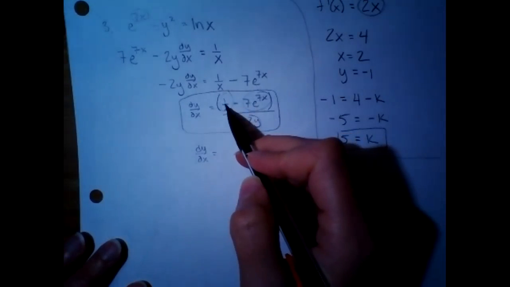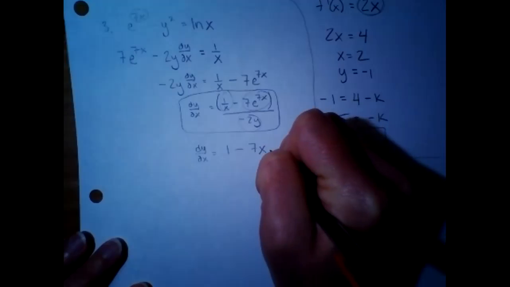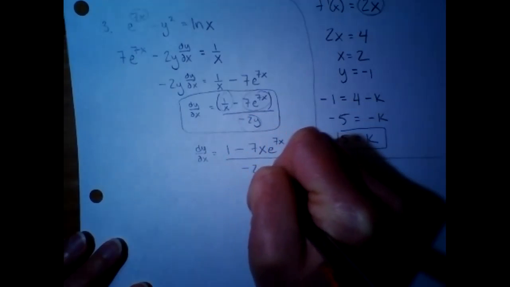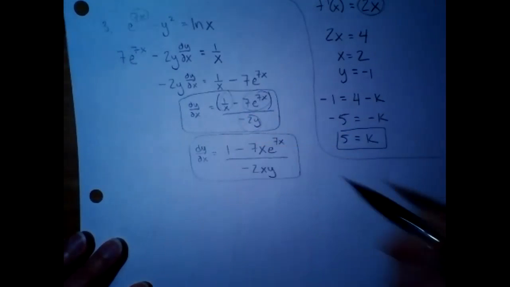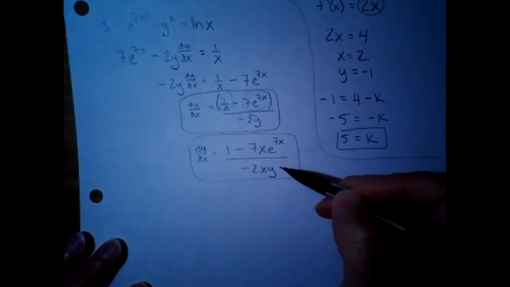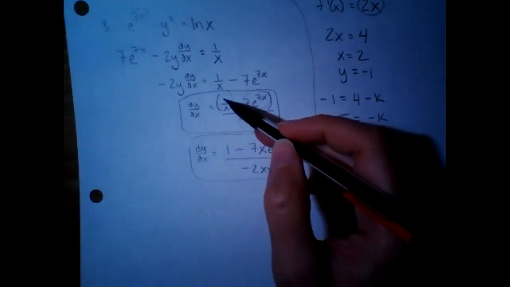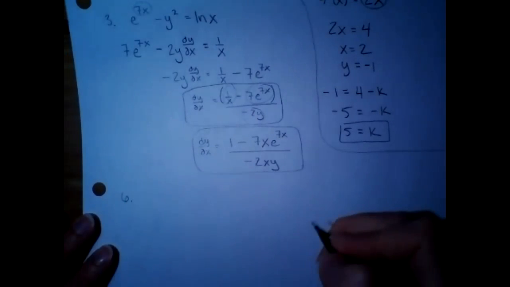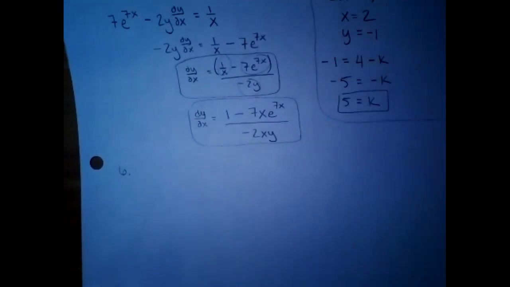But if I multiply all of these by x, it would be 1 minus 7x e to the 7x over negative 2xy. And that's an equivalent answer. And I had some people do that, and that was totally fine. My only thing is that's more work, and do less work, guys. I think it bothered you that there was a fraction in a fraction. Just try not to let that bother you, because if you make a mistake simplifying it, then it's going to be wrong. And I want you to get all the points.